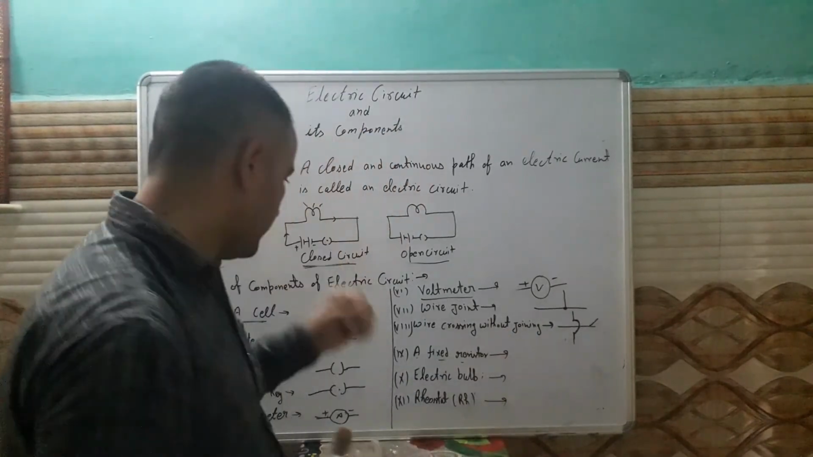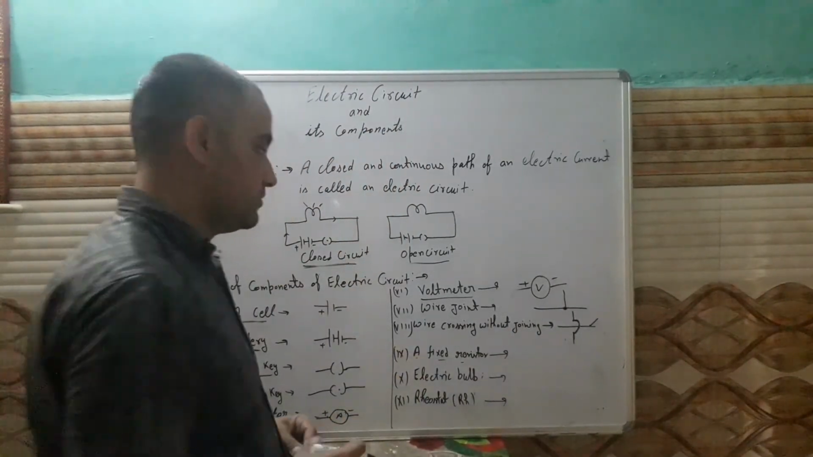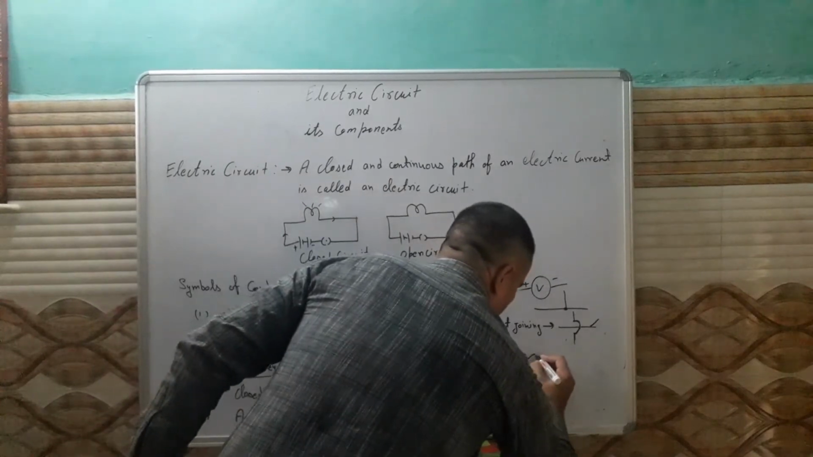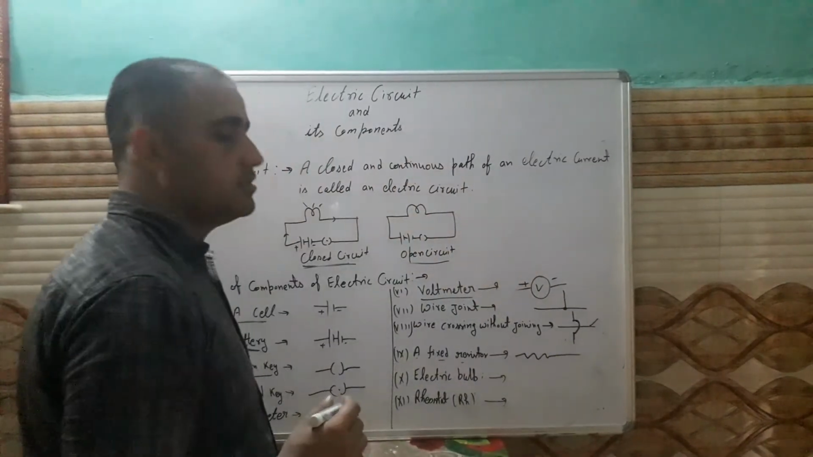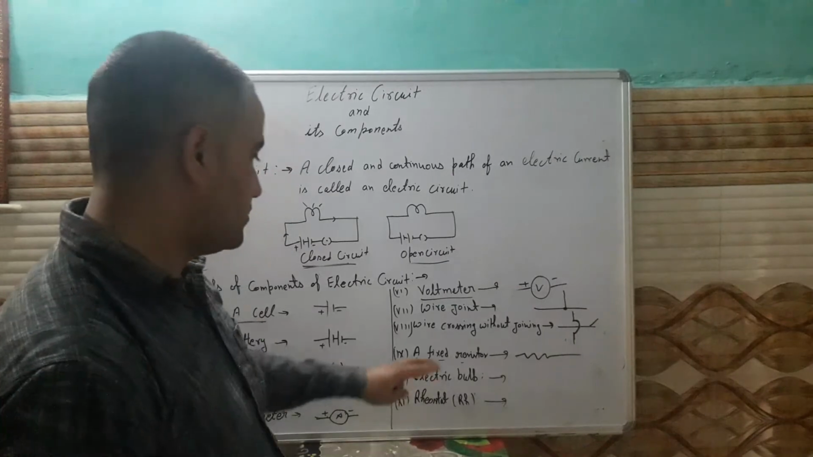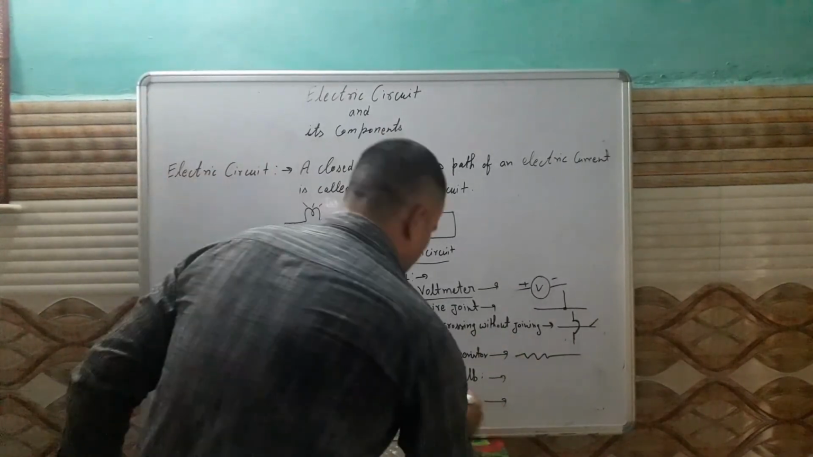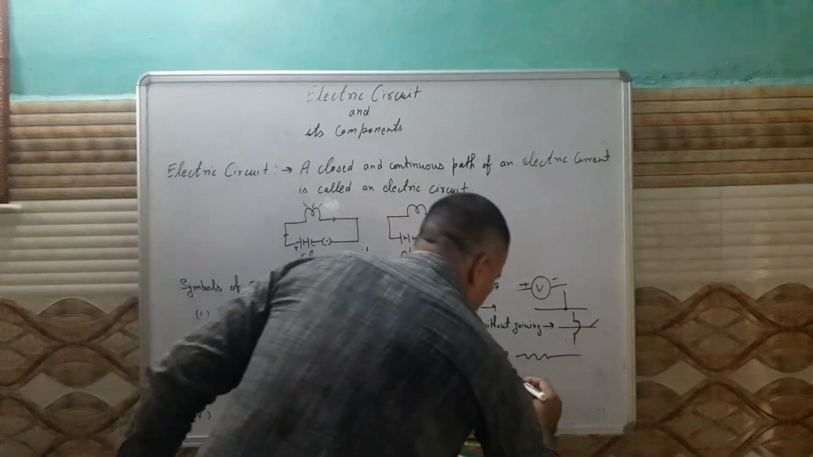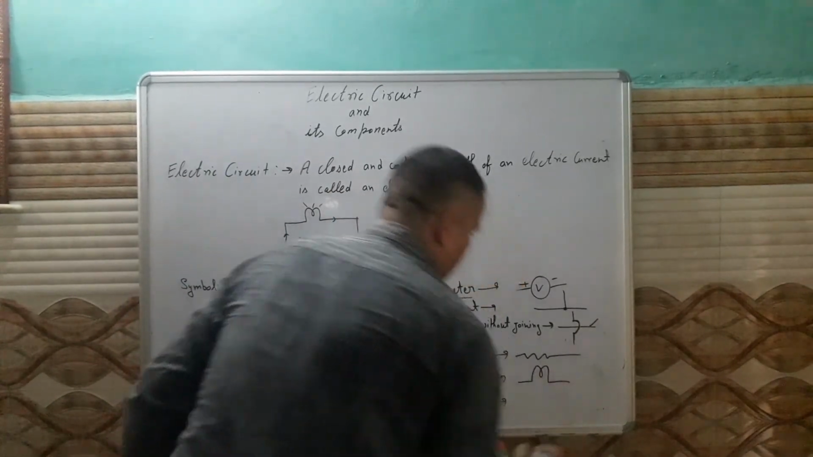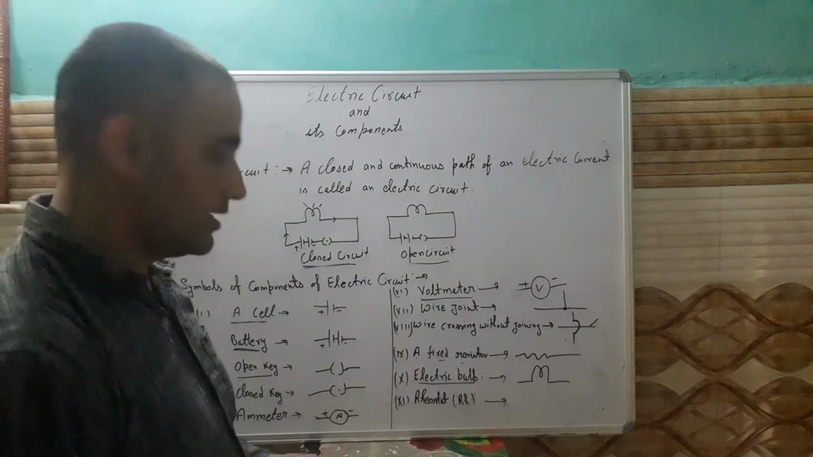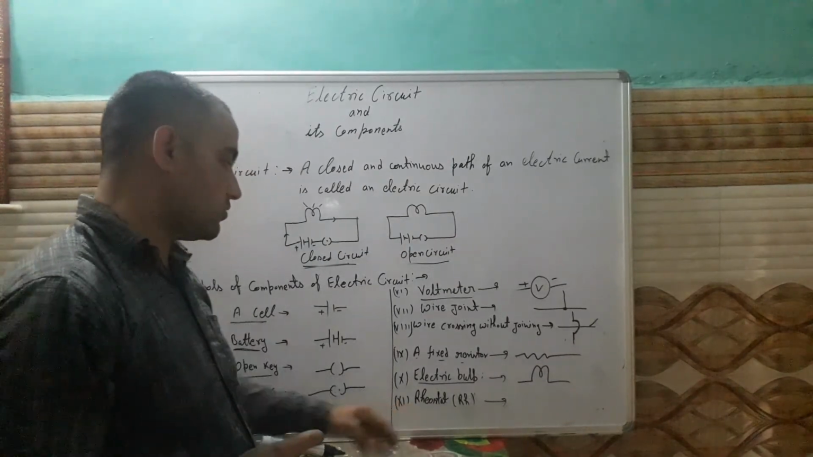The next one is the fixed resistance. How can we represent a fixed resistor? This is the symbol of a fixed resistor, which means the value of the resistance of this resistor is fixed, it will not vary. Electric bulb: we can represent the electric bulb, or electric lamp, by this symbol in an electric circuit. And the last one is the rheostat.